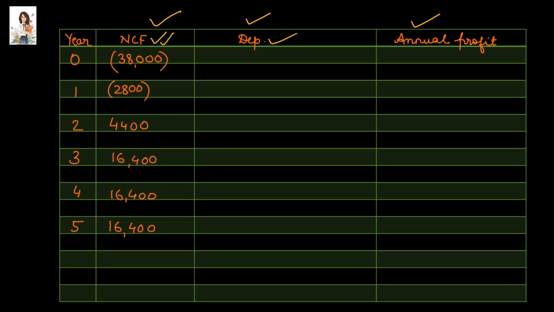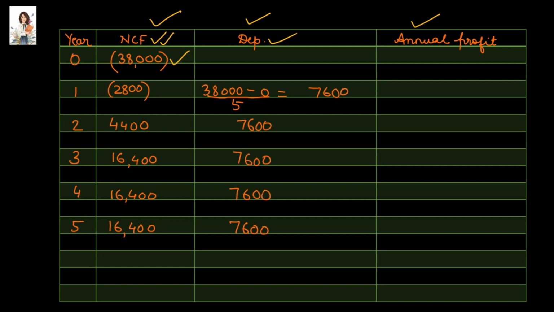Again, we will not consider 38,000 here because it is a capital expenditure and it will not be taken into account for profit calculation. Therefore, as per straight line method, depreciation per annum will be 38,000 minus 0 upon 5. That is $7,600.